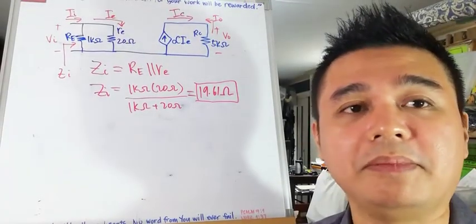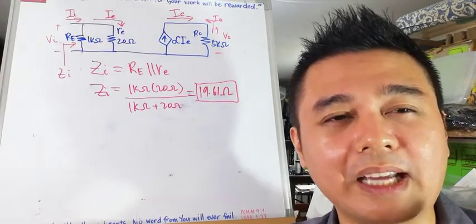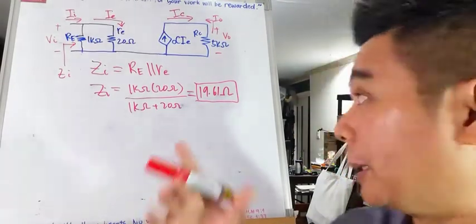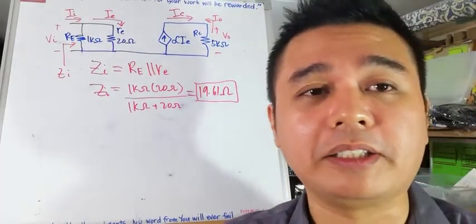Yan ang property ng mga common base. Mababa ang input impedance, pero ang output impedance natin ay mataas. So, later on, no, masosolve natin yung output impedance pagdating natin sa part na yon.